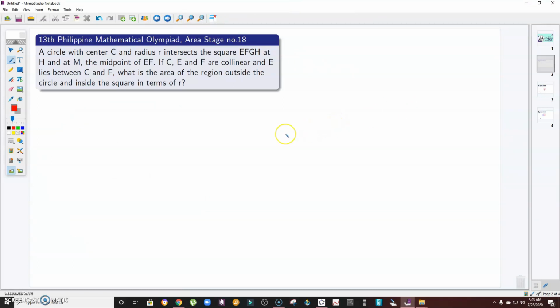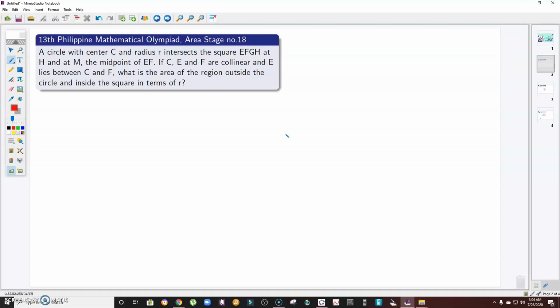It says here, a circle with center C and radius R intersects the square EFGH at H and at M, the midpoint of EF. If C, E, and F are collinear, and E lies between C and F, what is the area of the region outside the circle and inside the square in terms of R?